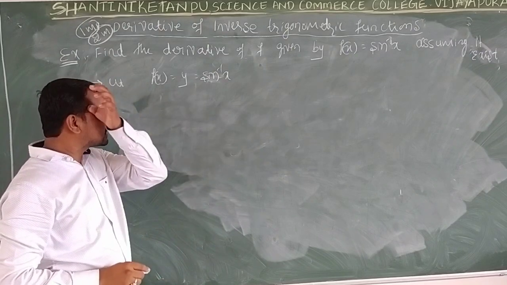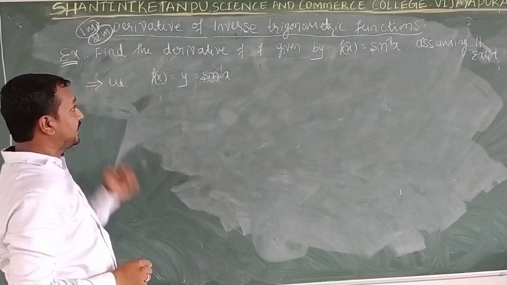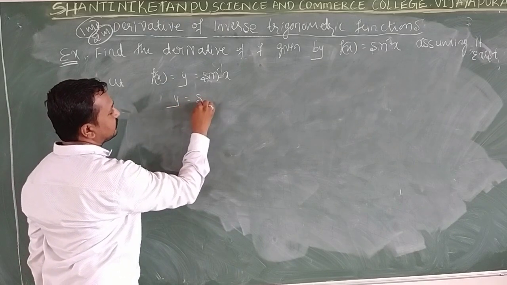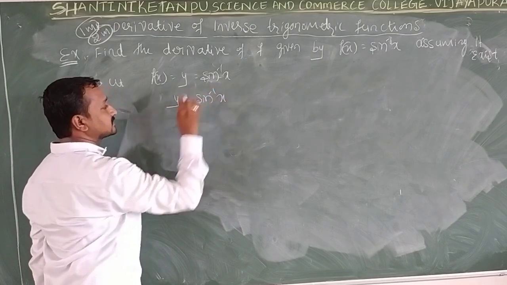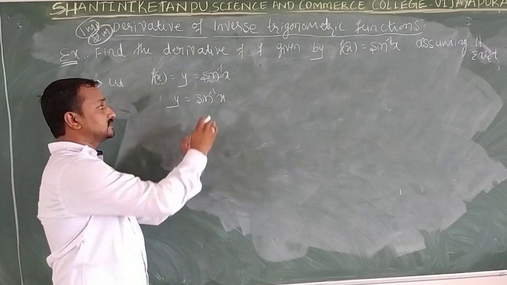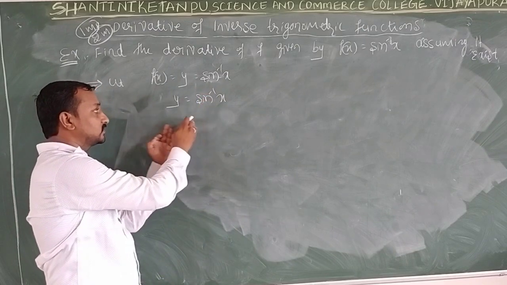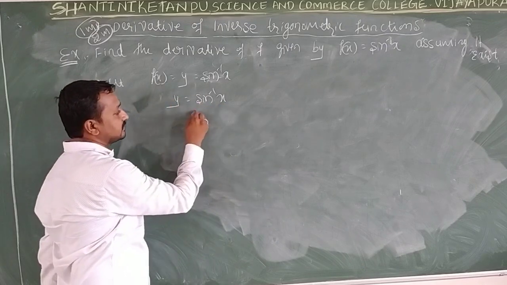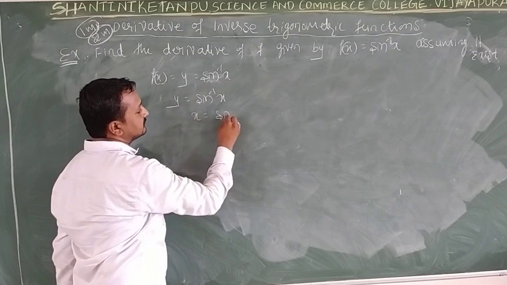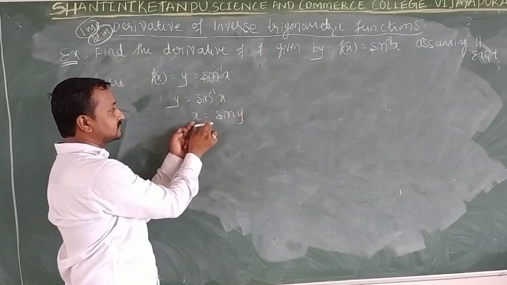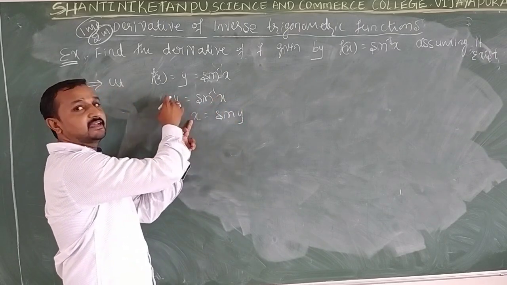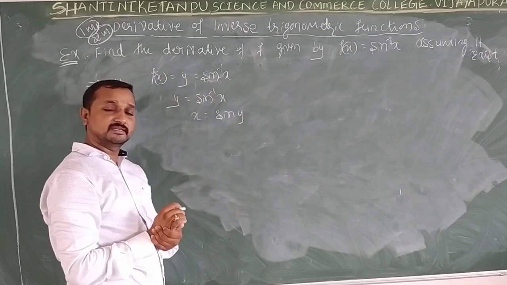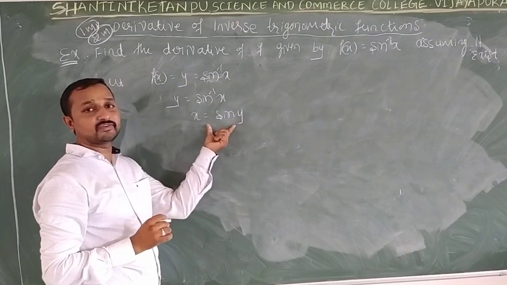Y equals sine inverse of x. We already know that when we shift the sine inverse function to the left-hand side, it becomes the standard trigonometric function. So x is equal to sine, x kept as it is, and the sine inverse shifted to that side becomes the standard function, sine y. Is that clear? So this is an implicit function.